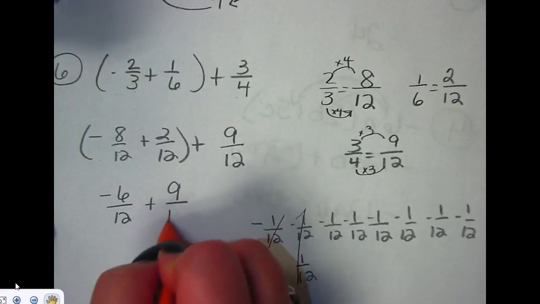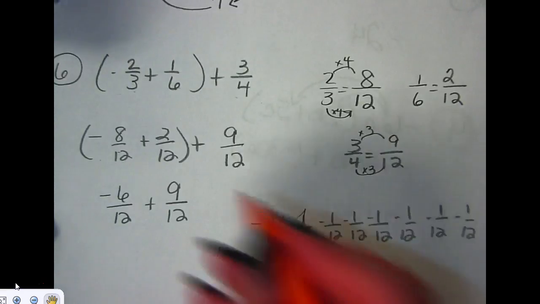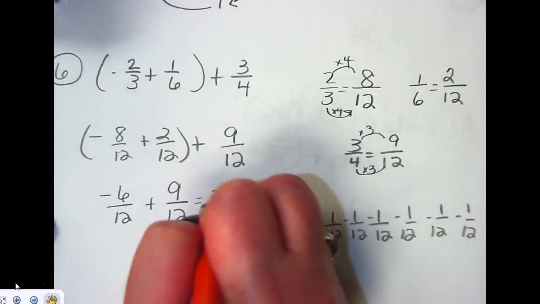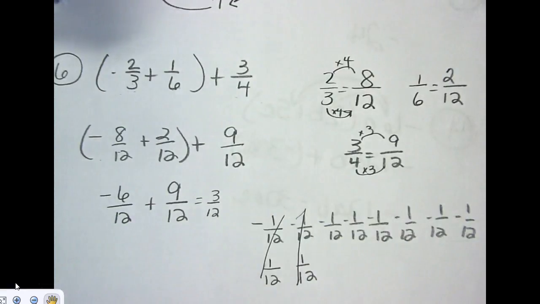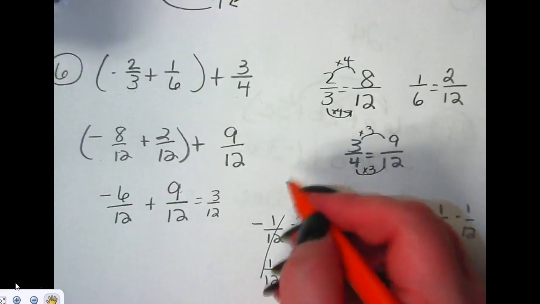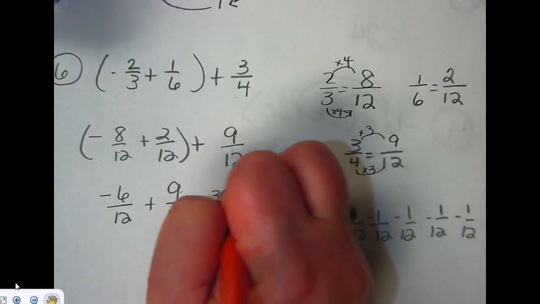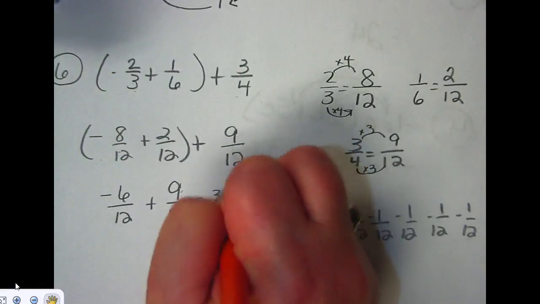plus 9/12. So now if I put 9 positive 1/12, what do I have left? Anybody know? 3/12. And are they positive or negative? Positive. This one has the greatest absolute value and it's positive. And does 3/12 simplify? What does it simplify to? 1/4. Your answer is 1/4.